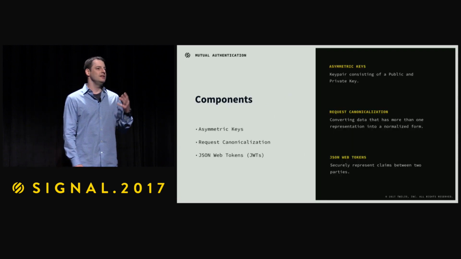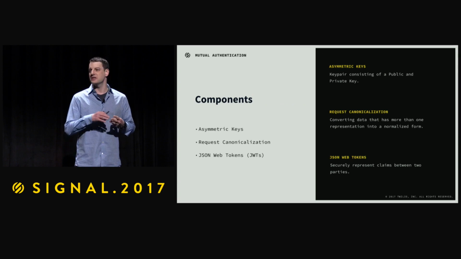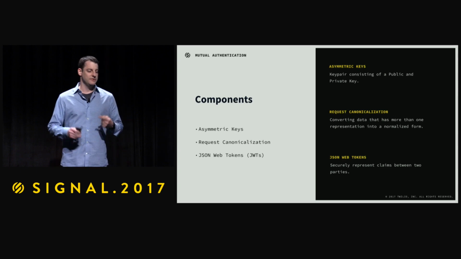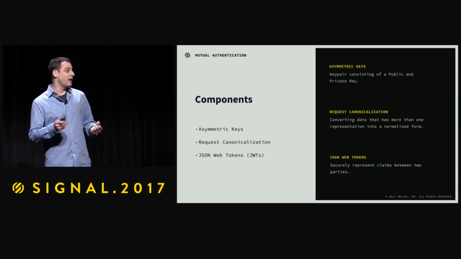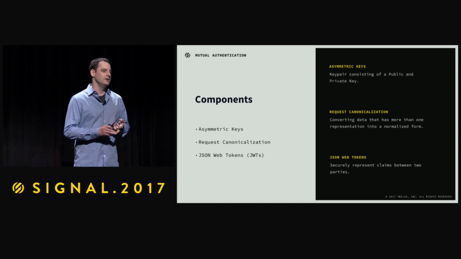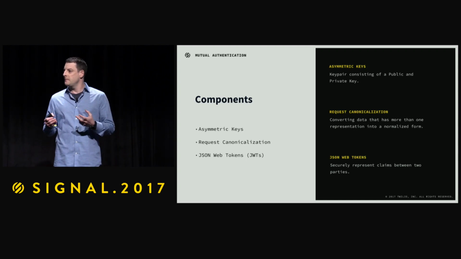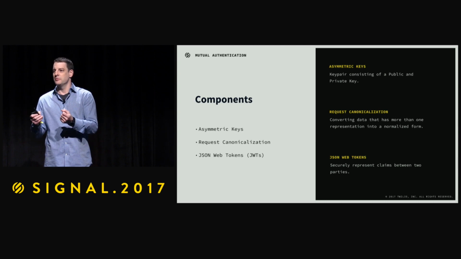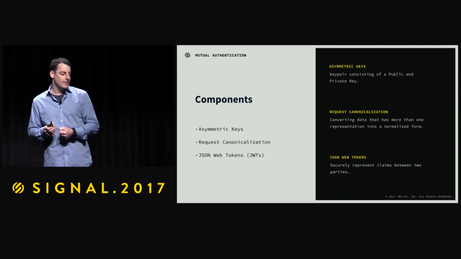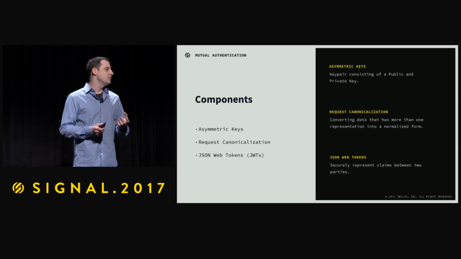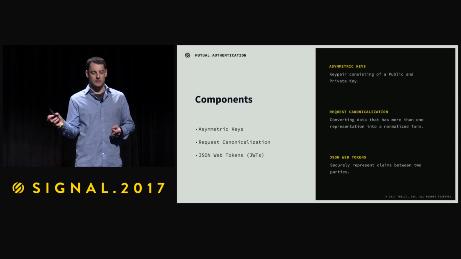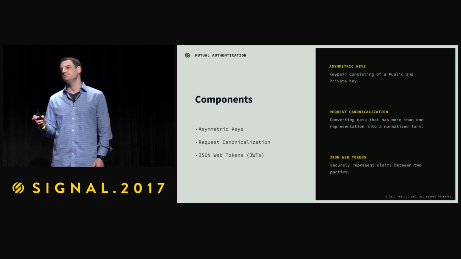So for that, we're going to need three components, and we're going to discuss each one of them. We're going to talk about asymmetric keys, where we pretty much have a key pair that consists of a public and a private key. We're going to talk about request canonicalization. And this is HTTP: a request can have multiple forms that all mean the same thing, so we need to bring that into a standardized form. And then we're using JSON Web Tokens, JWTs, to represent claims between parties.